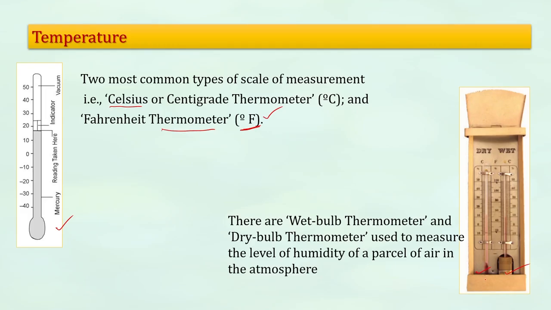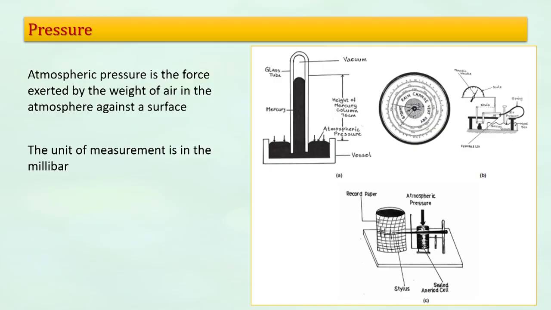It is all about the level of water content, the water vapor present in the air, that can be measured by the wet bulb temperature, right. So, these are all about temperature, a primary parameter responsible for the weather of a particular place. Okay. Next is about pressure, air pressure.